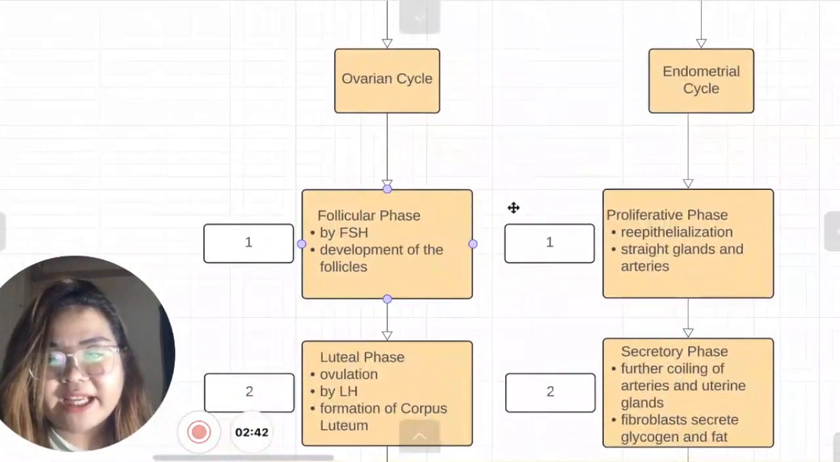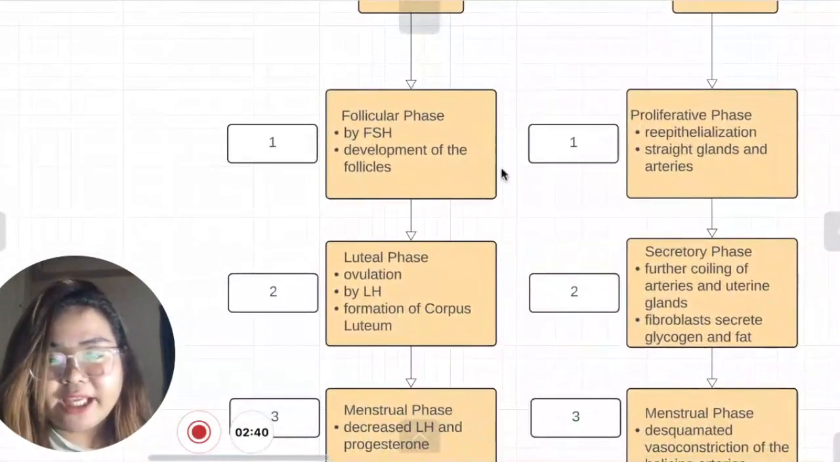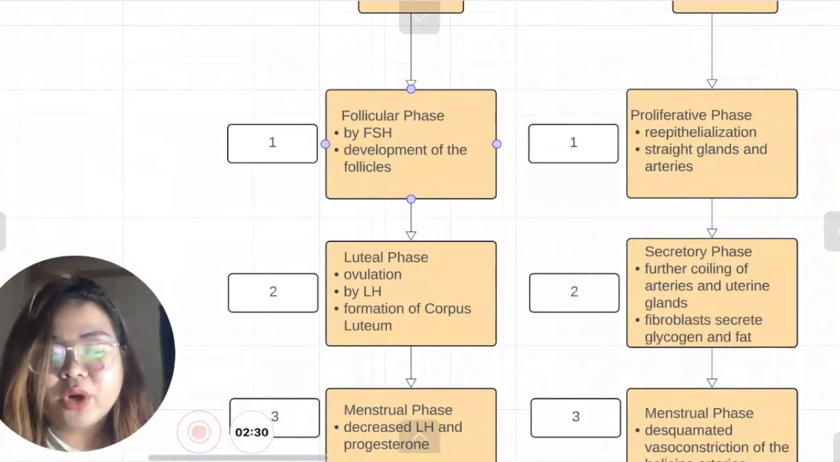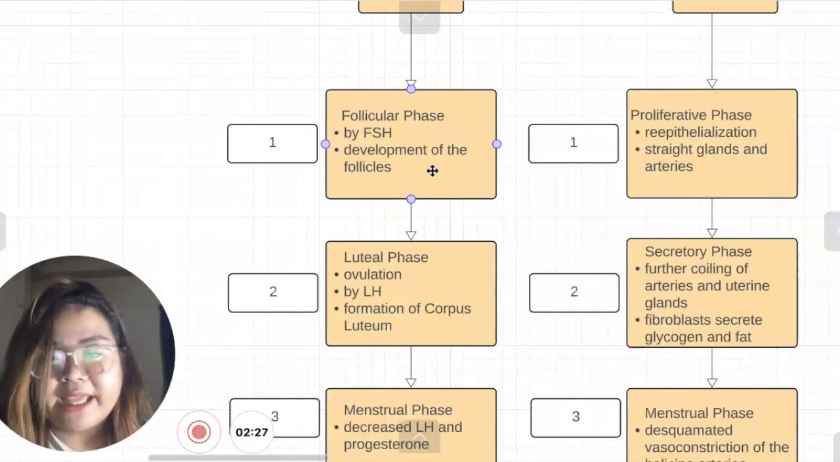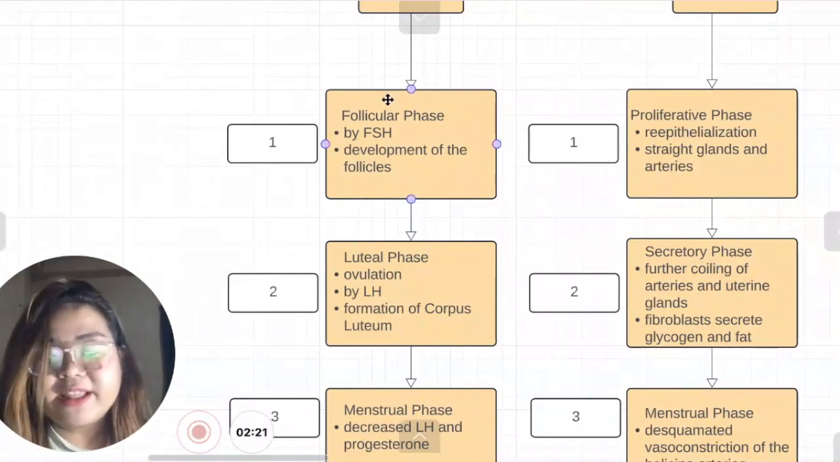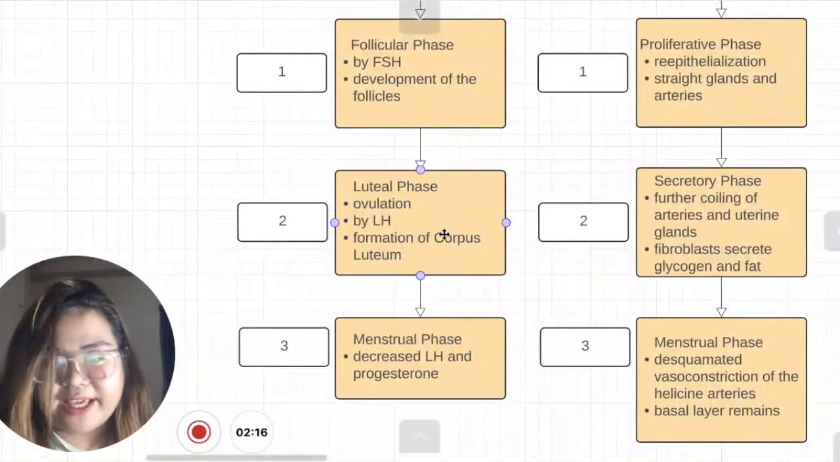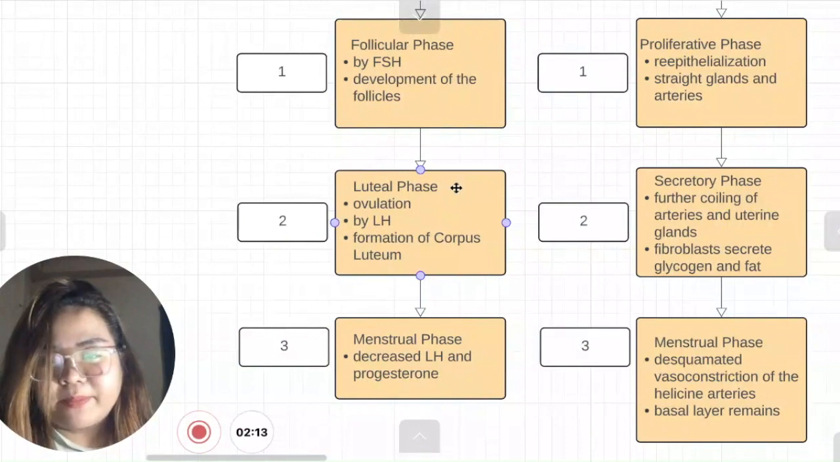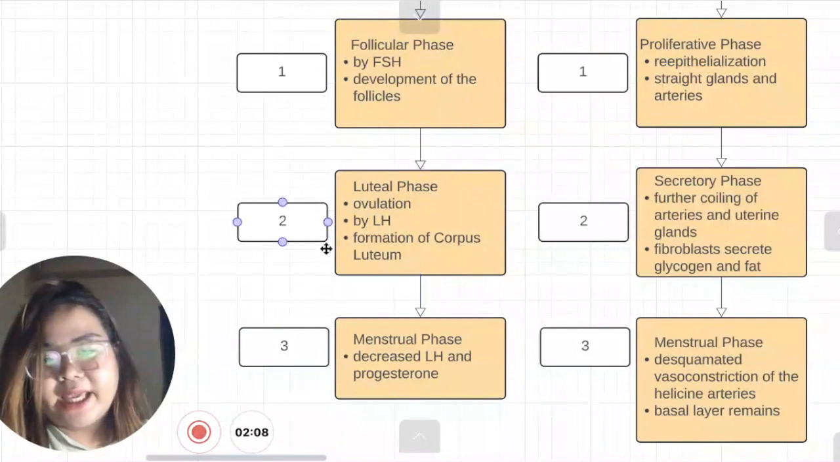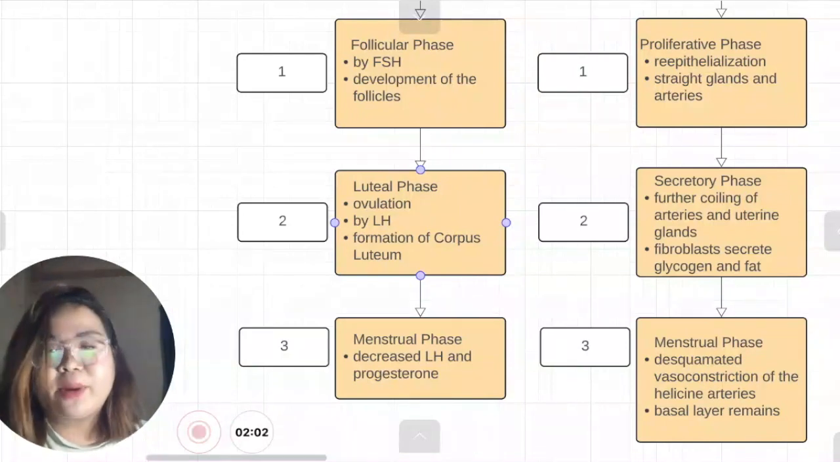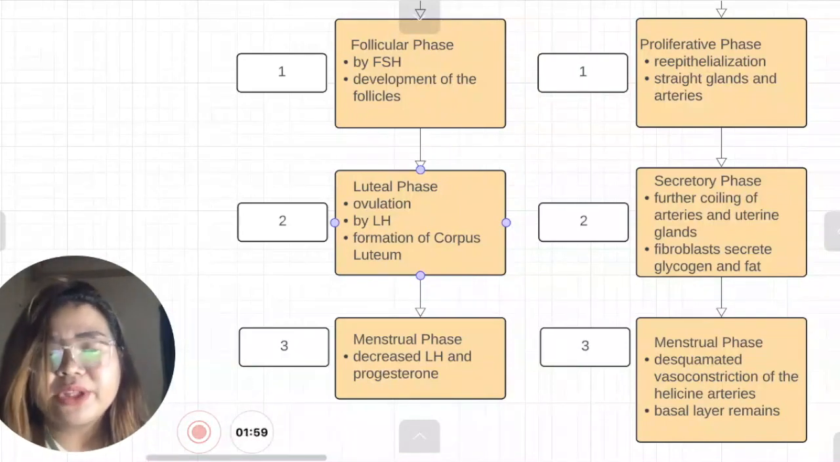Now let's talk about the ovarian cycle. It has three phases: the follicular phase, which is affected by the FSH or follicle stimulating hormone and involves the development of the follicles. Now, for the second phase, we have the luteal phase or ovulation. It is triggered by the luteinizing hormone or LH, and it involves the formation of the corpus luteum. So pretty easy, right? Because formation of corpus luteum, luteal phase.